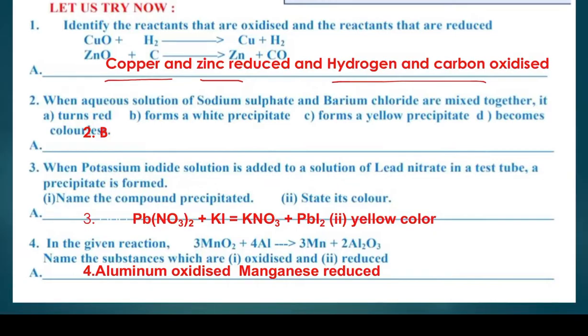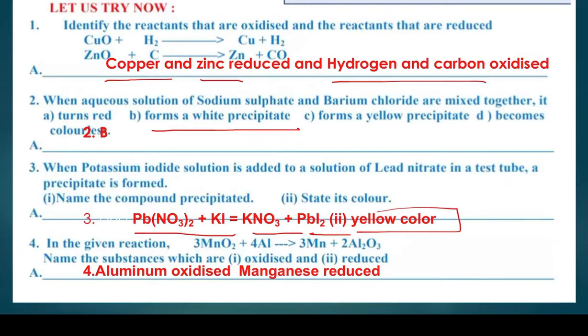When aqueous solutions of sodium sulfate and barium chloride are mixed together, it forms a white precipitate, as we have seen in the previous slide. When potassium iodide solution is added to a solution of lead nitrate in a test tube, a precipitate is formed, that is lead nitrate plus potassium iodide will give you potassium nitrate plus lead iodide, and the yellow color will be formed.